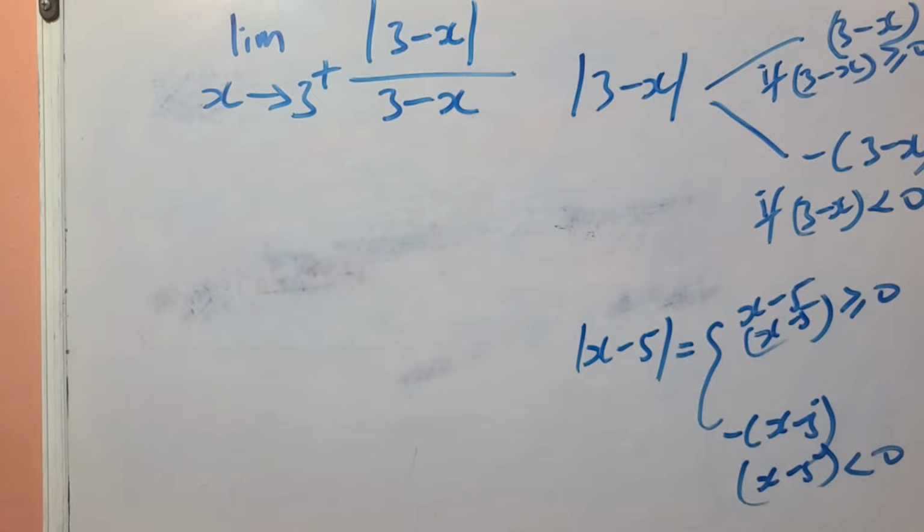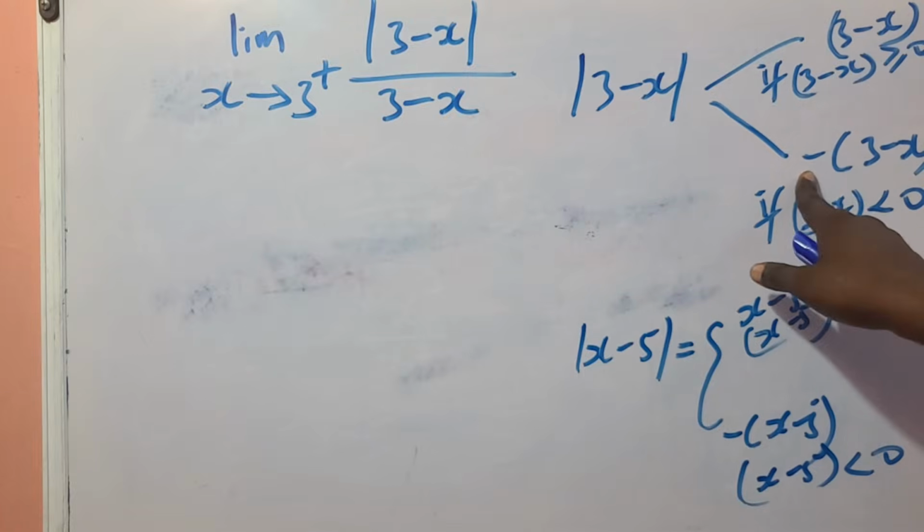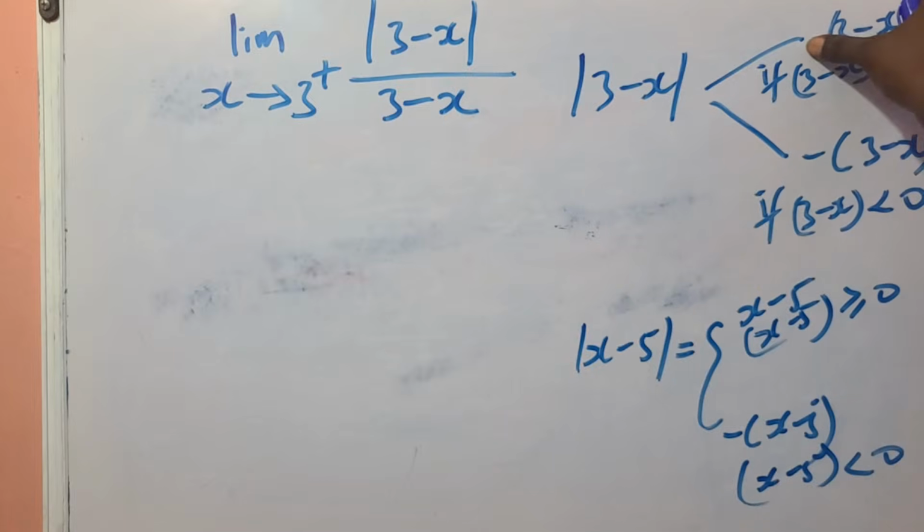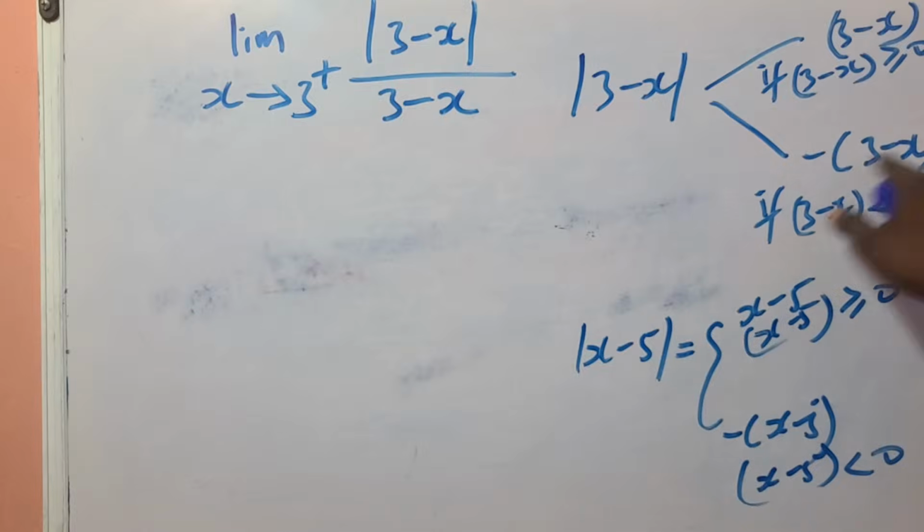So when I have 3 minus x in absolute value, I can produce either 3 minus x with a positive sign or 3 minus x with a negative sign. The first one will indicate that it was greater than or equal to 0. This other one will indicate that 3 minus x was obviously less than 0. That's just basic.